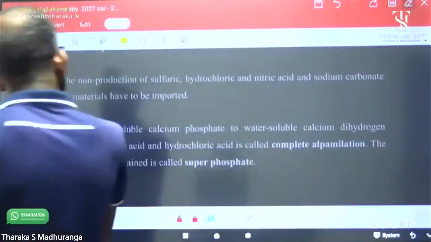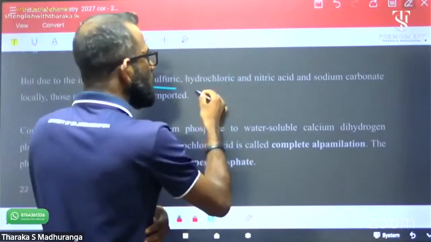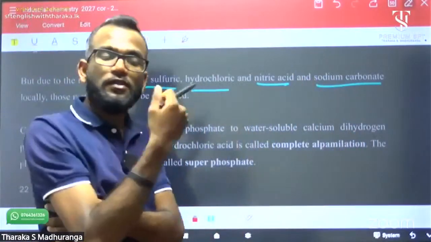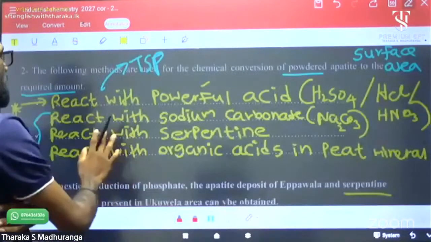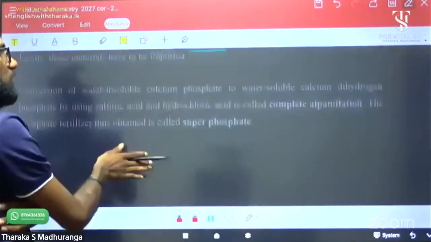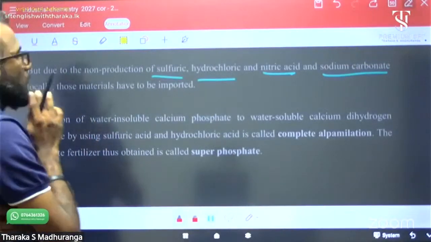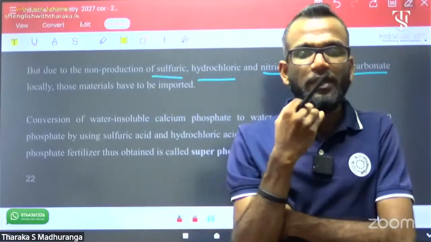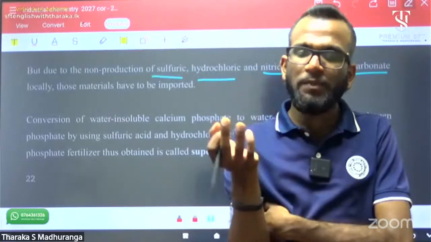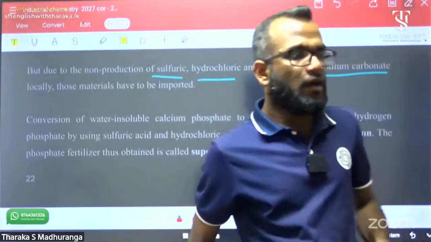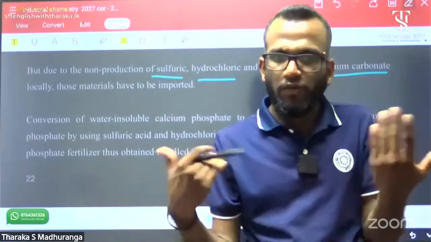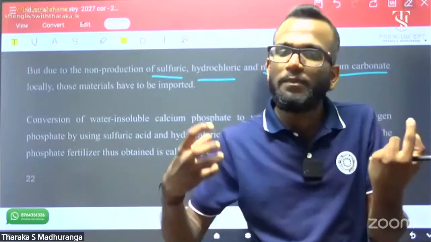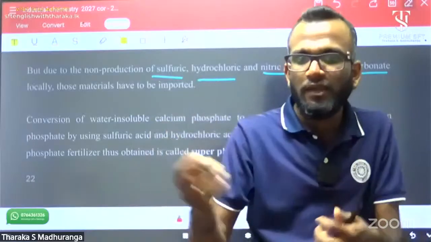Then, but due to the non-production of sulfuric acid, hydrochloric acid, nitric acid, and sodium carbonate, we don't have them. So we can't do the first two methods. We have only serpentine and organic acid. They are not available in Sri Lanka, therefore we have to import. Sometimes that's the issue. This is the real practical issue. We can import as it is. Now we don't have an acid production industry. Therefore, we can import sulfuric or hydrochloric acid and produce. We have apatite and we can react and produce.